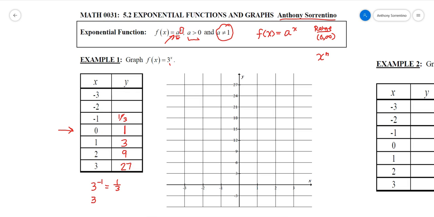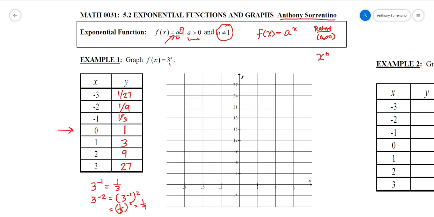Whereas if I do 3 to the negative 2 power, I can think of that as 3 to the negative 1 power squared, because remember, raising a power to a power means you multiply the exponents, and that means I'm doing 1/3 squared, which would be 1/9. And very similarly, if I raise 3 to the negative 3rd power, I get 1/27.